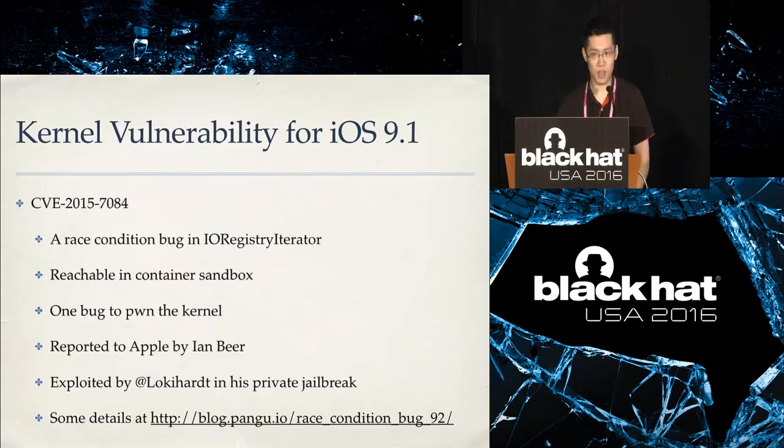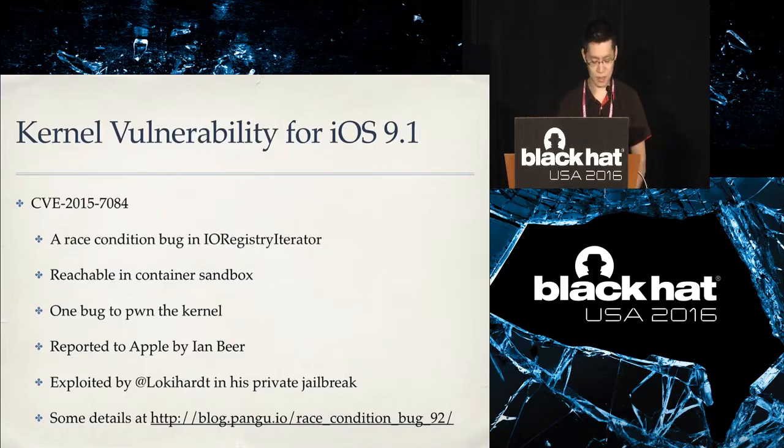And this year, we upgraded our jailbreak to support iOS 9.1. In this version, we use another kernel vulnerability. Actually, this one was reported to Apple by Ian Beer from Google Project Zero. After the vulnerability was patched, he released a POC code on the Google Project Zero site. This is a race condition bug in the IOKit registry iterator.